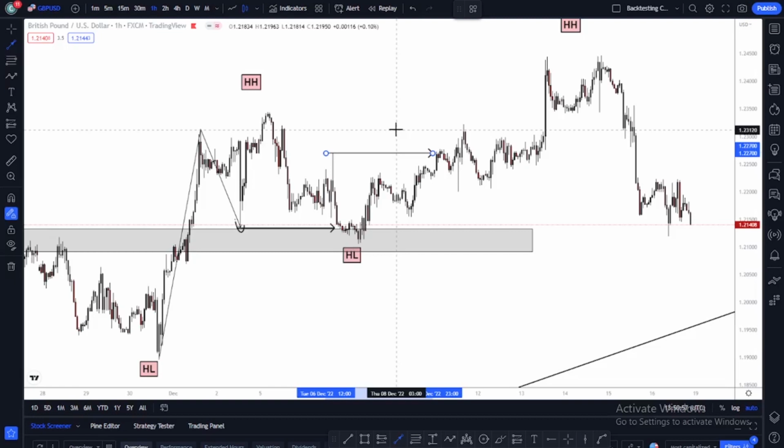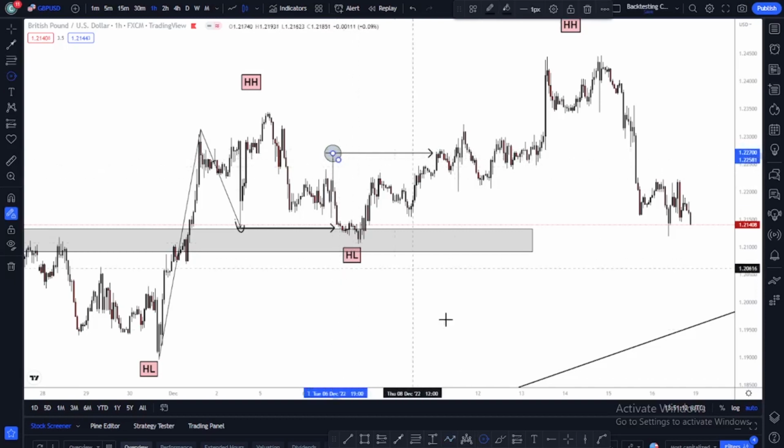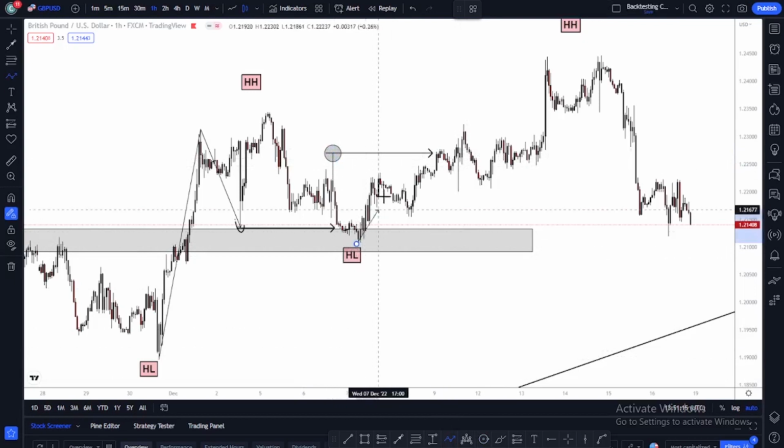What did I say I did? I waited for the break of the H1's lower high. But before price broke above this H1's lower high, what did it do? It came up and created a higher low before it finally broke with a higher high. It created a higher low and finally broke above the H1's lower high.